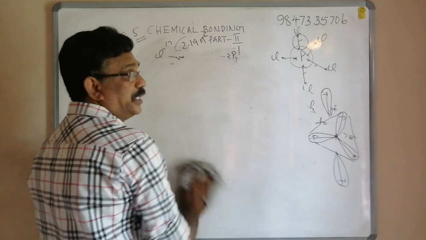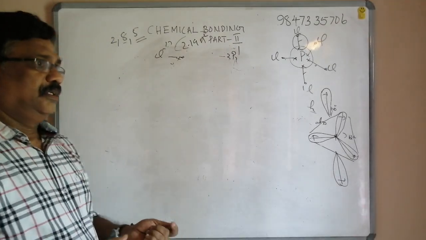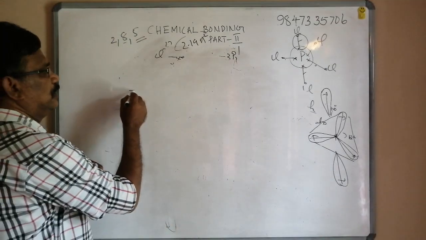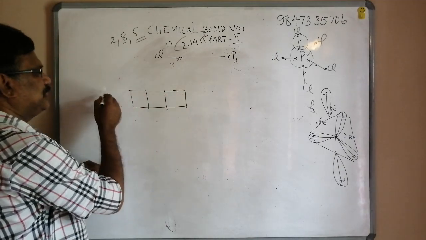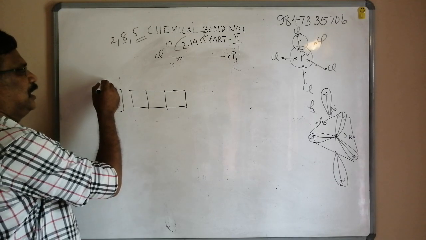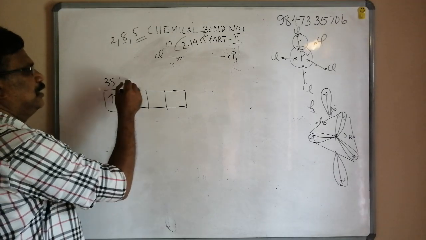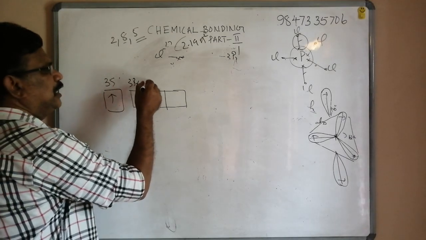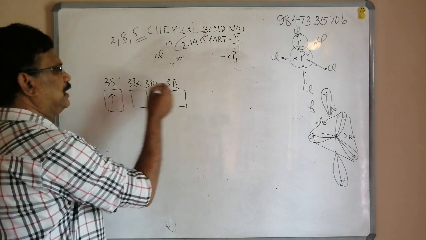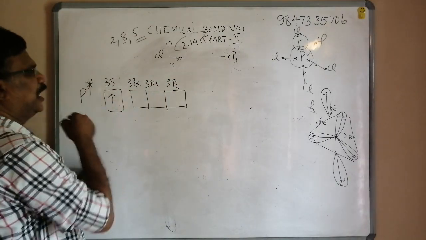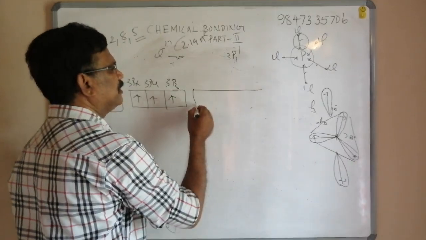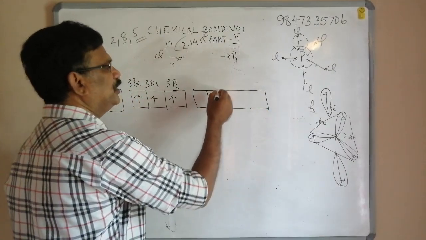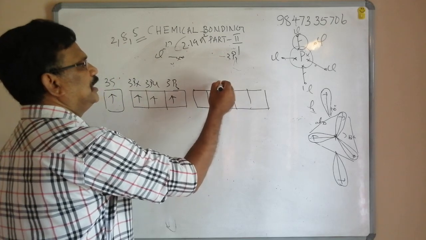For high grade entrance examination. So look, the excited phosphorus: 3s¹, 3px, 3py, 3pz, excited phosphorus with a star, 1, 1, 1. And these are 5 d orbitals, 1, 2, 3, 4 and 5 d orbitals.